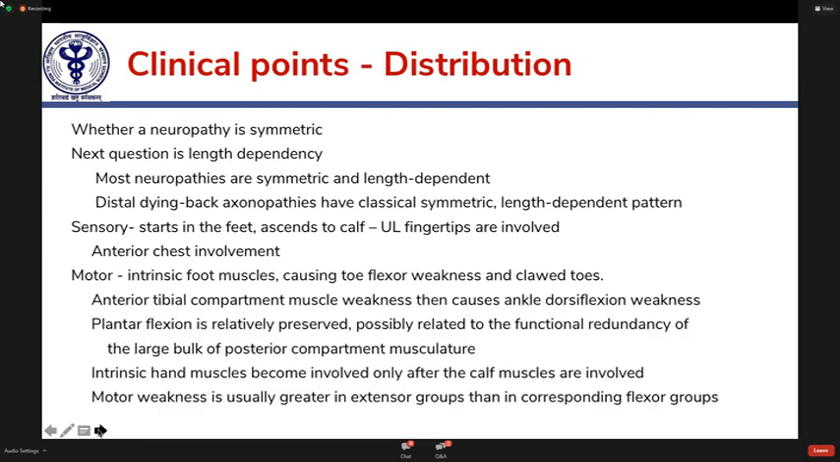In the motor, the intrinsic foot muscles cause toe flexor weakness and claw toes. Anterior tibial compartment involvement can cause dorsiflexion weakness. The plantar flexion are relatively preserved. I told previously also why usually in a length-dependent neuropathy walking on heels is more difficult than walking on toes, possibly because of the functional redundancy of the large bulk of the posterior compartment. And the intrinsic hand muscles are involved only after the calf muscles are involved. So there's a length dependency in the length-dependent neuropathy in the motor component also. The motor weakness is usually greater in the extensor group than in the corresponding flexor group.